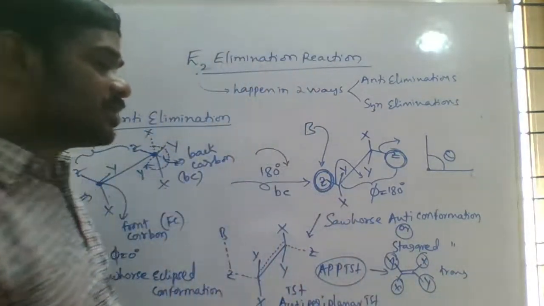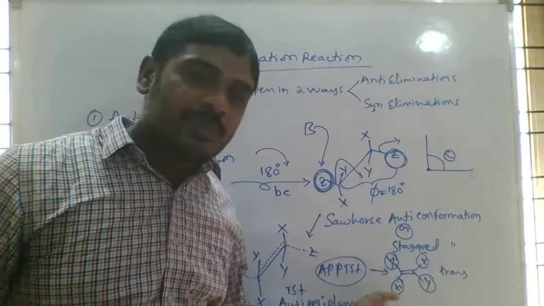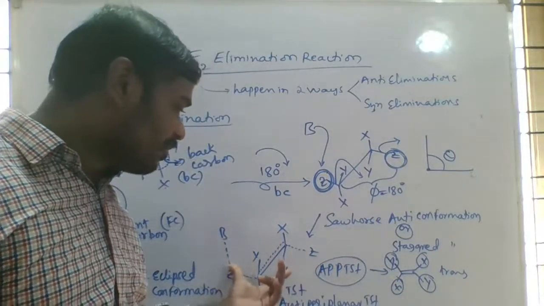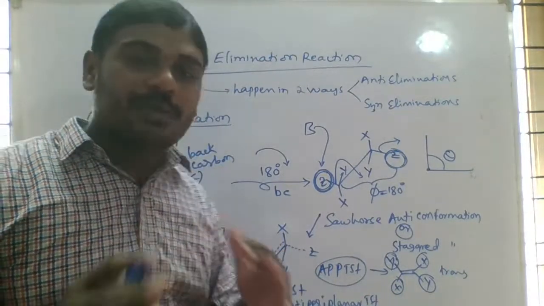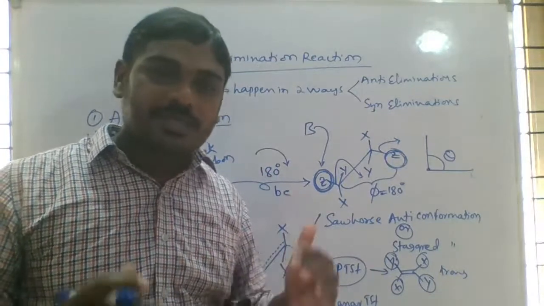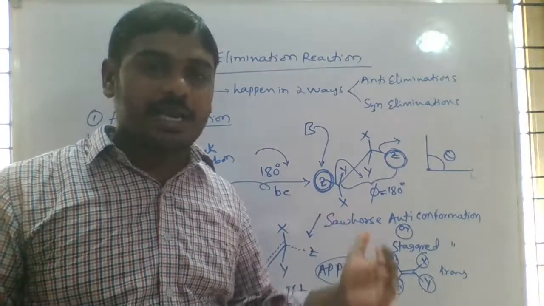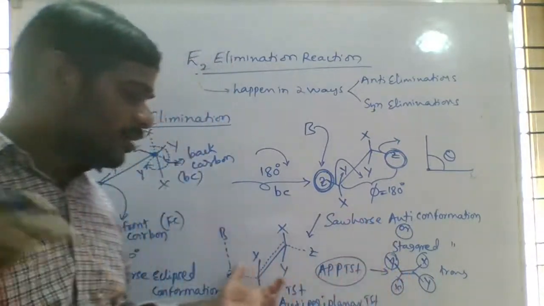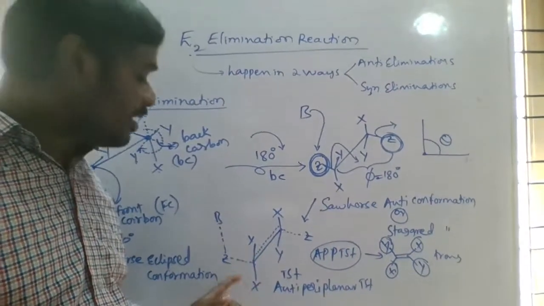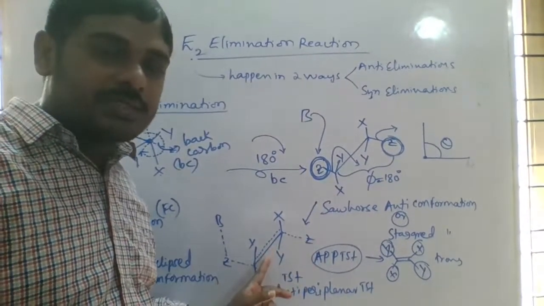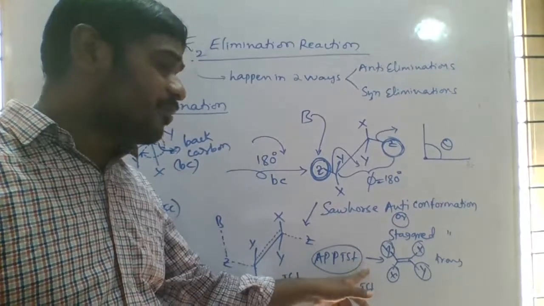And this is the formation of the major product because at the transition state, there are no repulsions between the leaving groups, as they are separated by a high dihedral angle. There is no steric repulsion between the leaving groups. Therefore, it is a fast reaction.